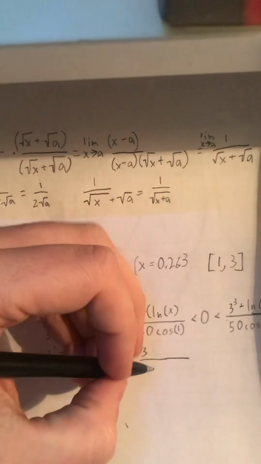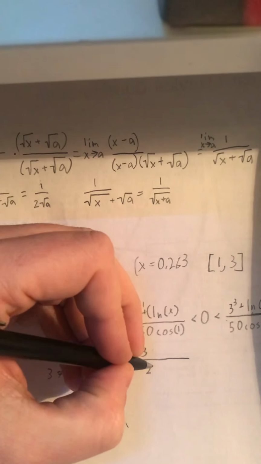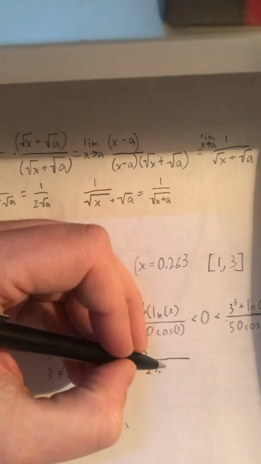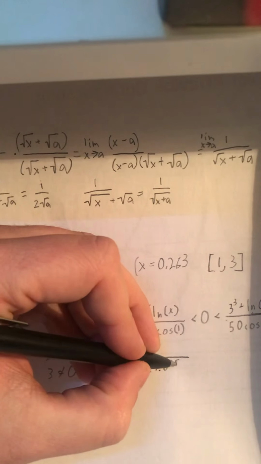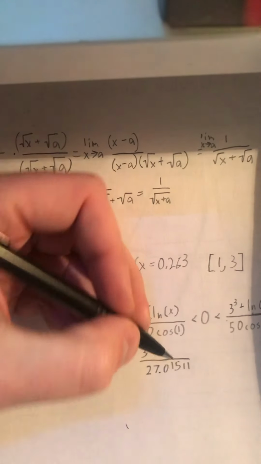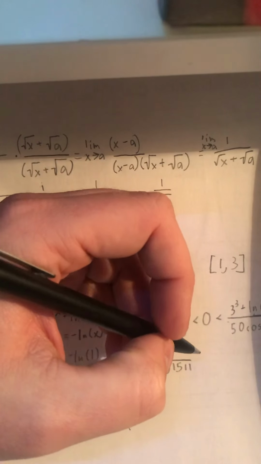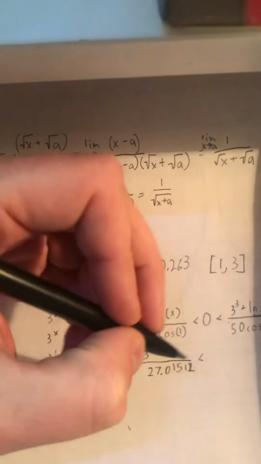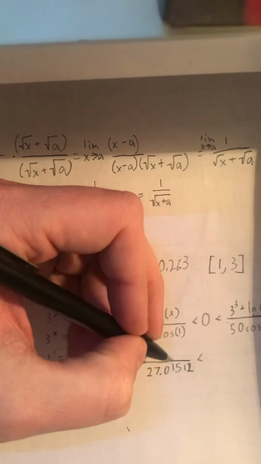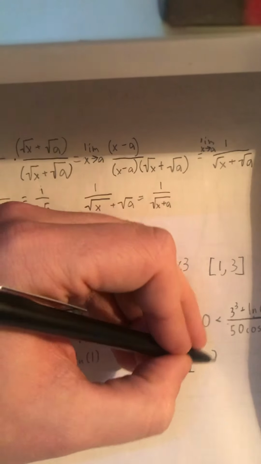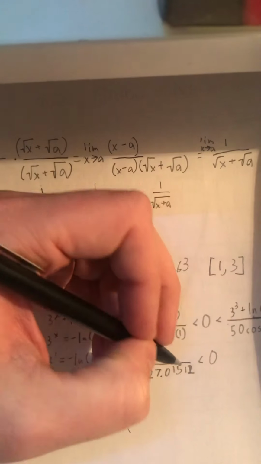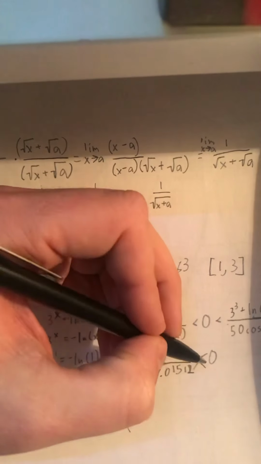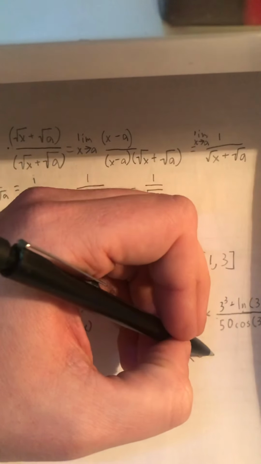Well, this comes out to roughly 27.01511. Actually, 12 if we're going to split hairs, which is definitely not below, is not zero. It's definitely not less than 0, so that's just malarkey right there.